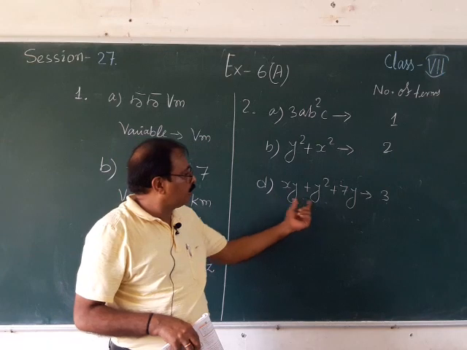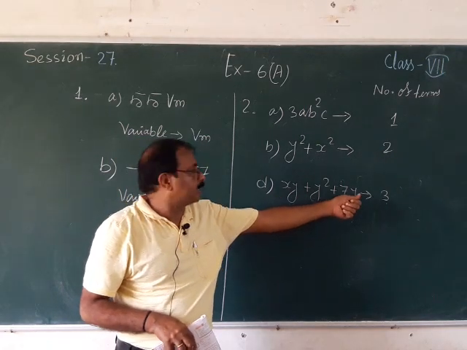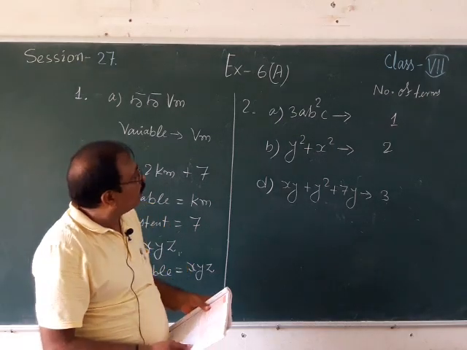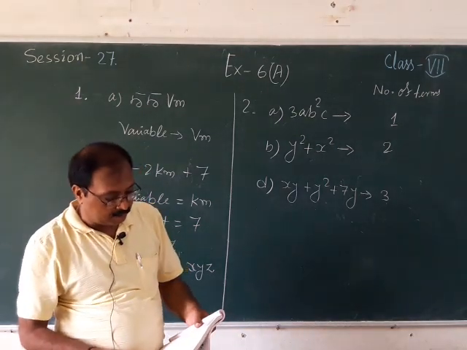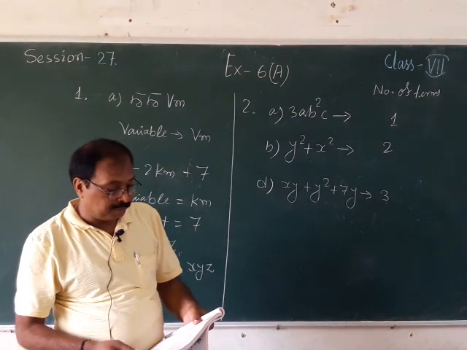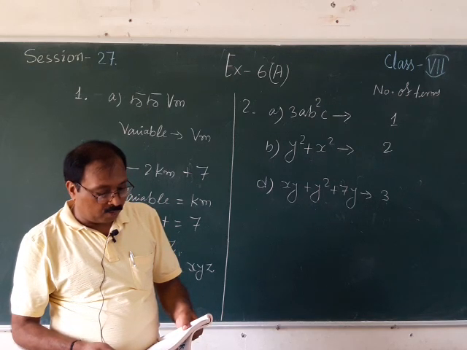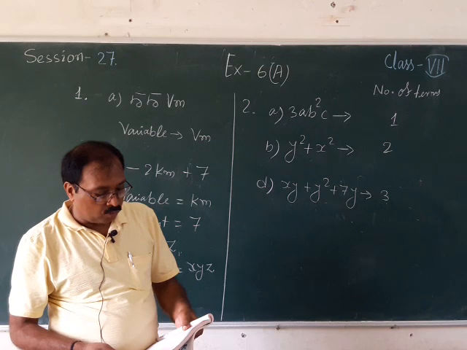So here 1 term, 2 terms and 3 terms are there. So there are 3 terms. In the same way you can write the number of terms for the other questions. Now question number 3: write the numerical coefficient of the terms of the following algebraic expressions. What is the numerical coefficient?